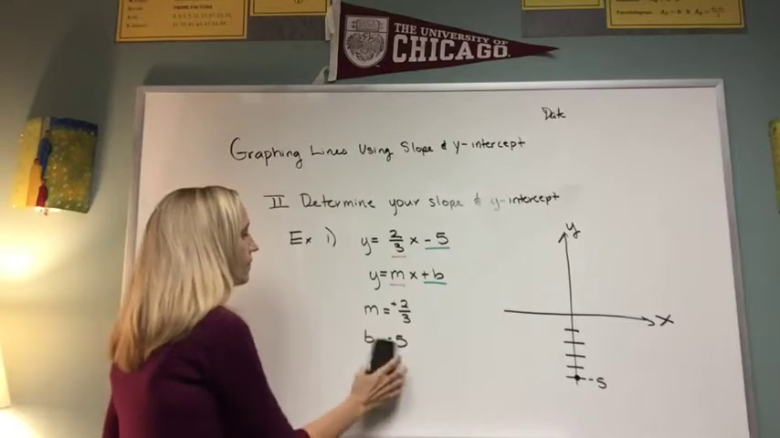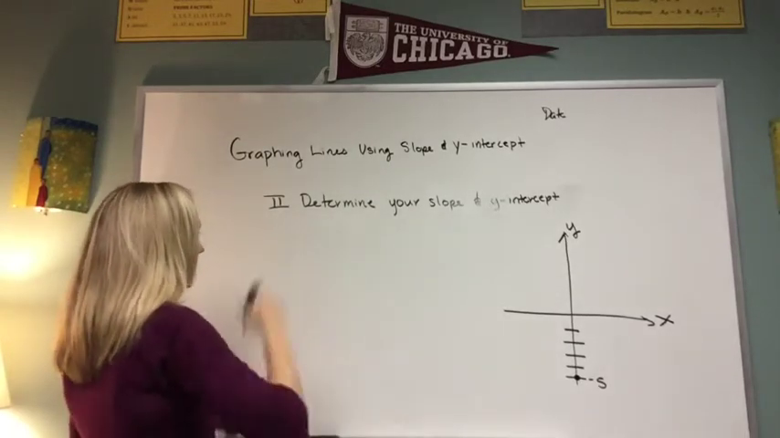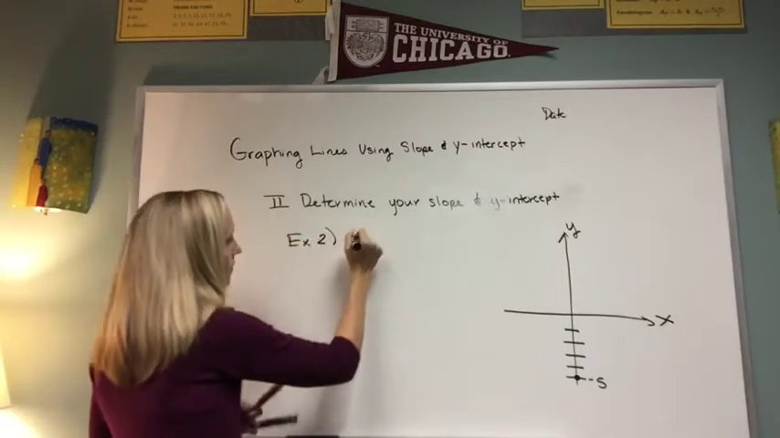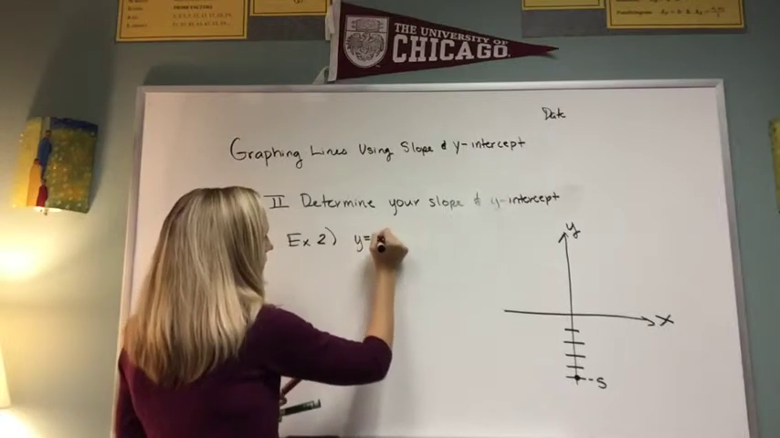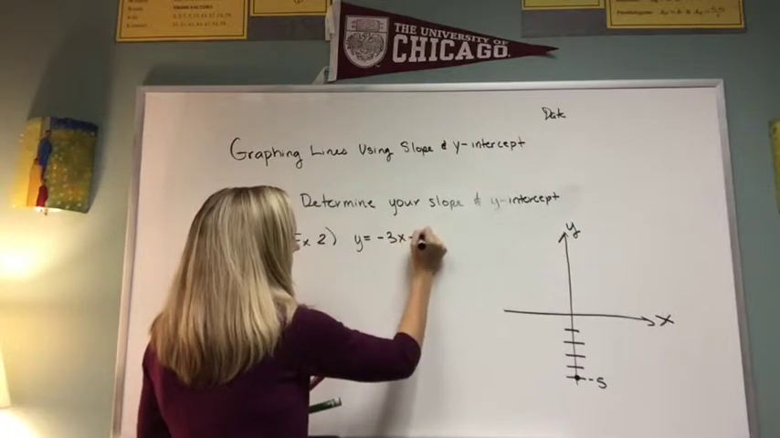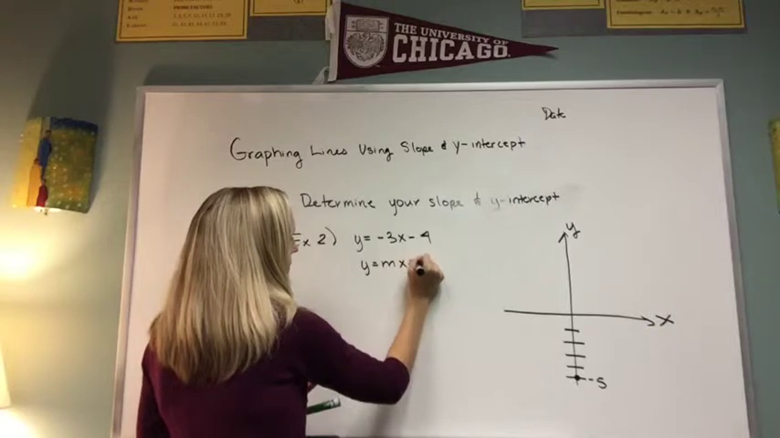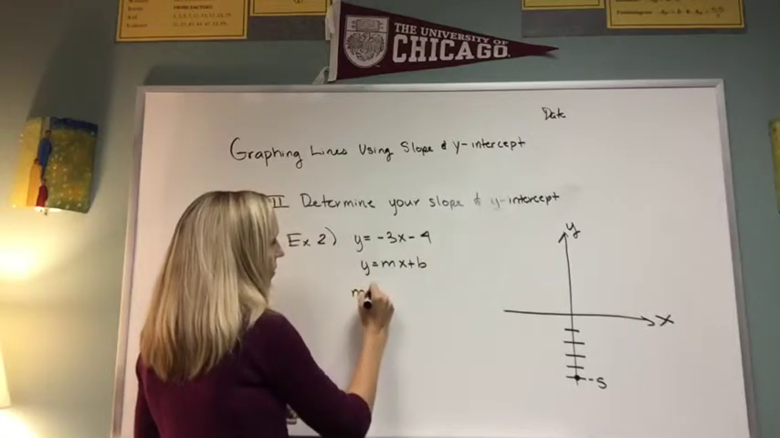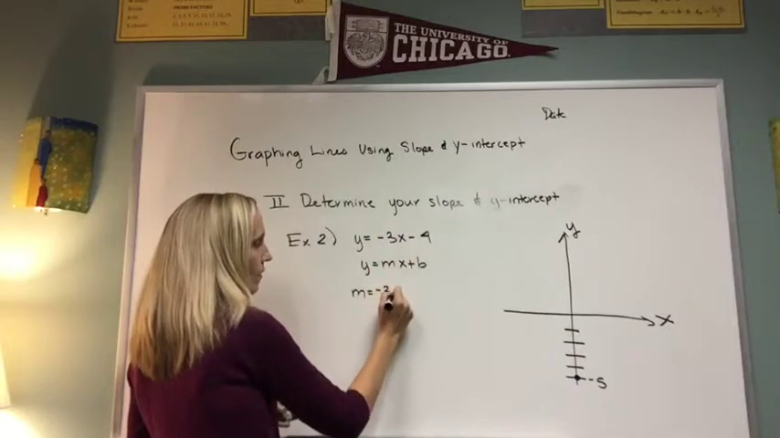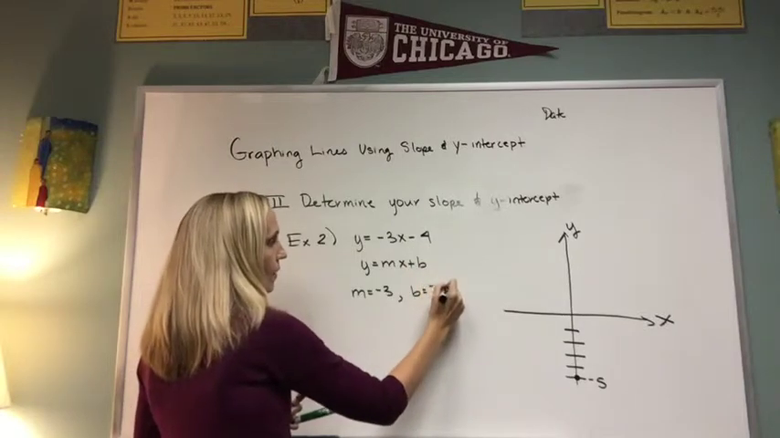Let's do another one. So example number 2. y equals -3x minus 4. So here again is our slope-intercept form. So what's our slope? Our slope follows where our m would be, so it's -3. And my y-intercept is where my b would be. That would be -4.